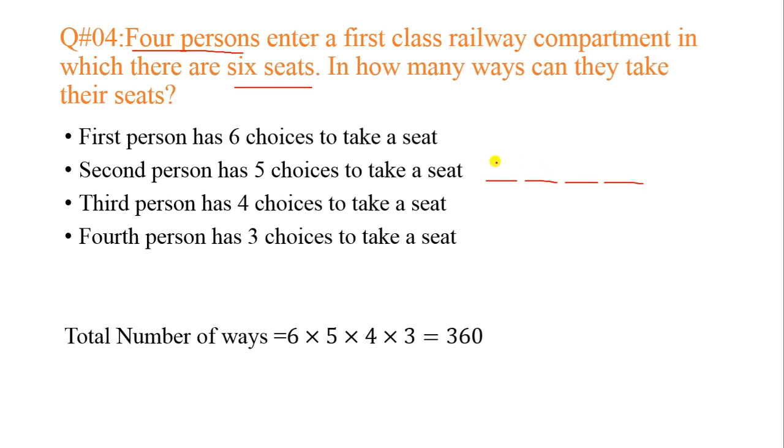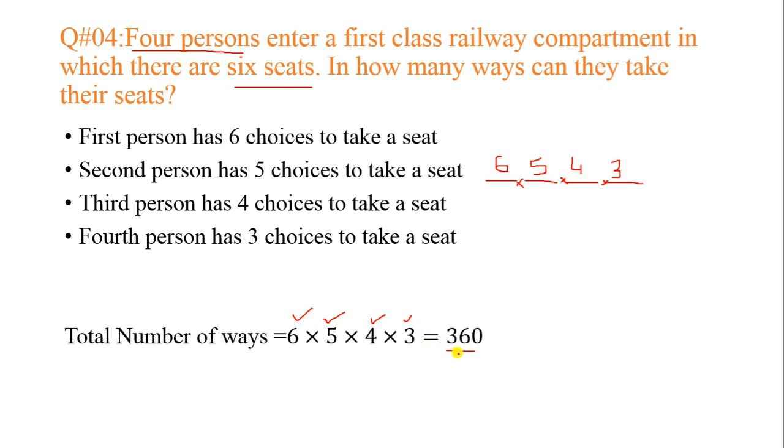The first person has 6 choices to take a seat. The second person has 5 choices. The third person has 4 choices, and the fourth person has 3 choices. So according to the fundamental counting principle, we have to multiply all these numbers. So the product of 6, 5, 4 and 3 is 360.